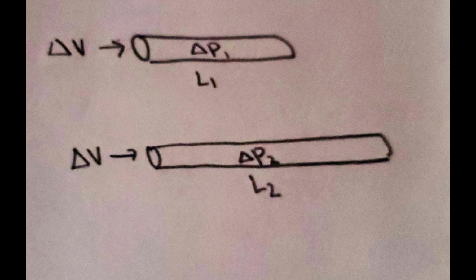Compliance is not solely dependent on the mechanical properties. It is also dependent on the length of the tube. These two tubes have different lengths, but the shorter tube has a lower compliance. This is because the vessel walls are unable to stretch as much as the long tube.